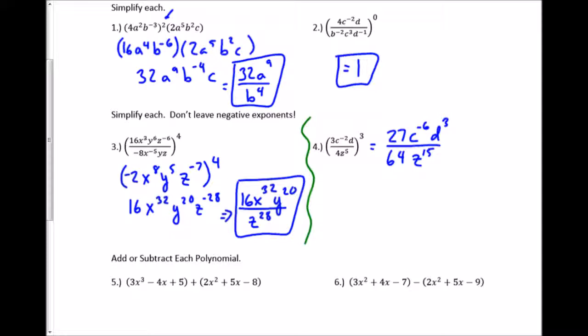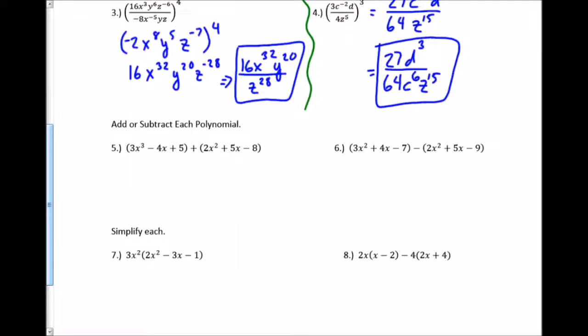And now the last thing I do is take care of the negative exponents. Keep in mind, this 27 is not associated with that c to the negative 6th. The c to the negative 6 stands alone, so that's the only thing that's going to get sent to my denominator. That's it.